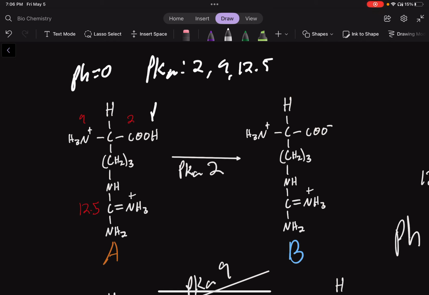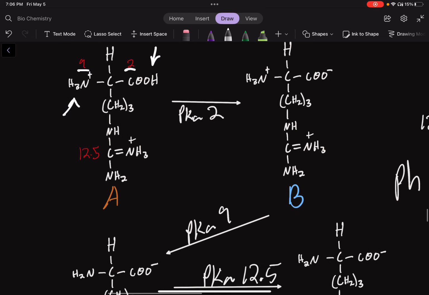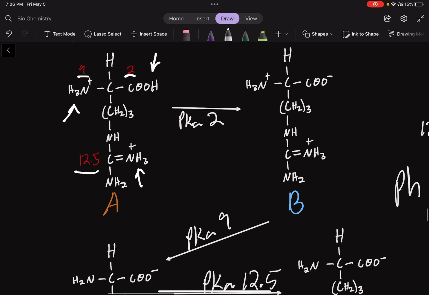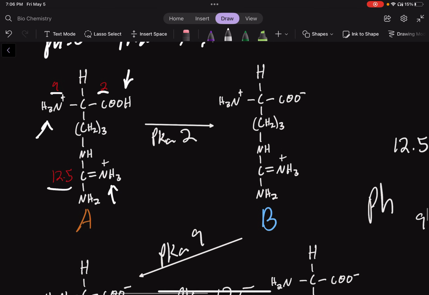Here we see the carboxyl group attached to the alpha carbon being at pKa 2, meaning that's going to be the first one to be deprotonated. Then we see the amine here at pKa 9, and the furthest amine right here, the one that's furthest away from the alpha carbon, is at pKa 12.5 and will be the last one to be deprotonated.